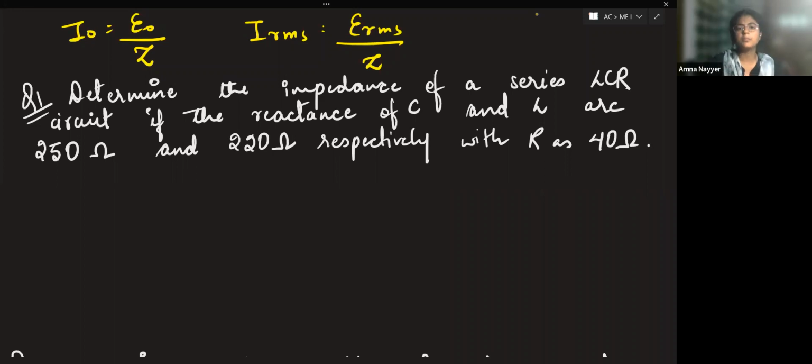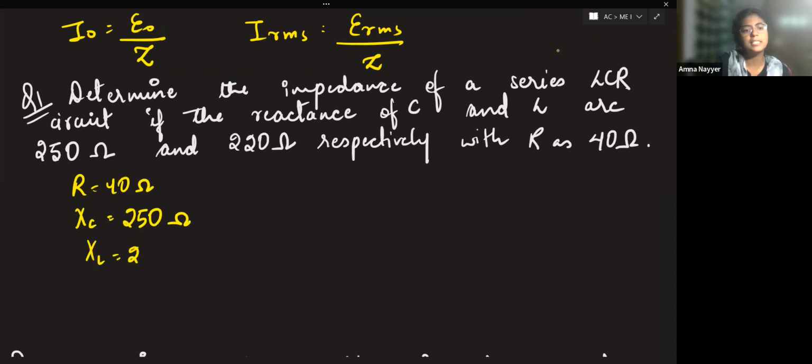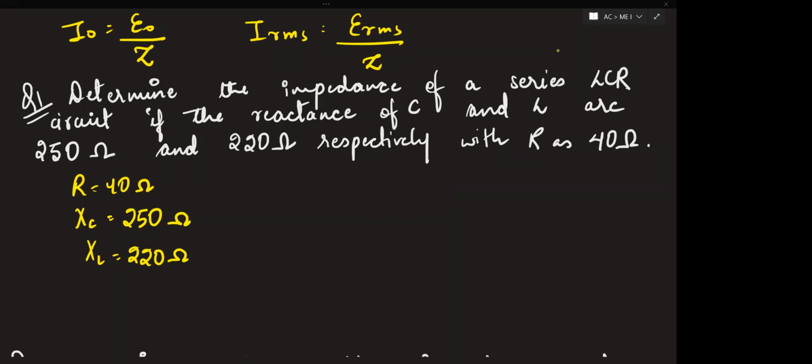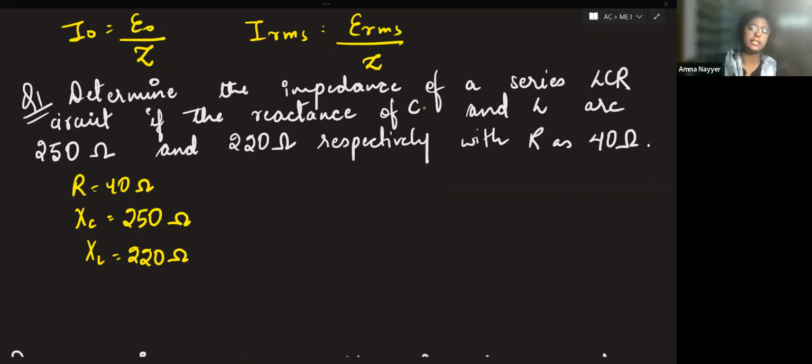Fine. So it says: determine the impedance of a series LCR circuit if reactance of C and L are given and R is mentioned. R is given as 40 ohms, XC is given as 250 ohms, XL is given as 220 ohms. So which formula should I use? Which is greater, should I use XC minus XL or XL minus XC? XC minus XL, yes, Asta. XC is greater than XL, so now we'll use XC minus XL.